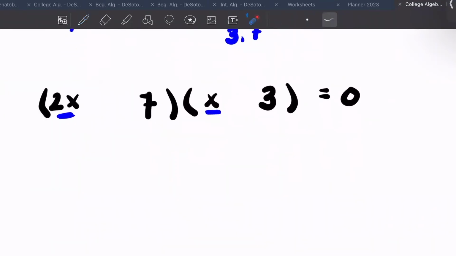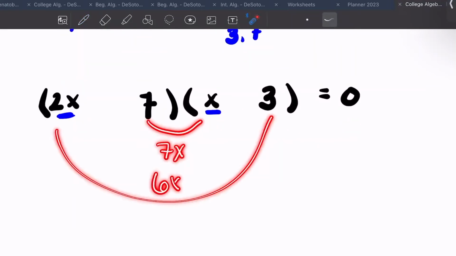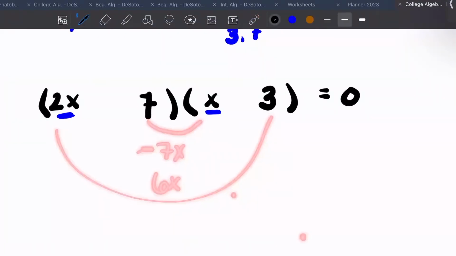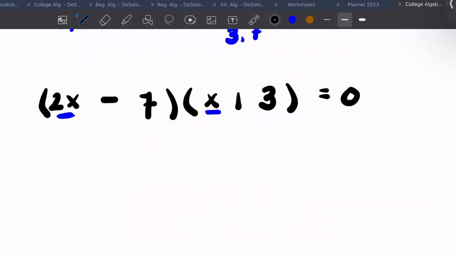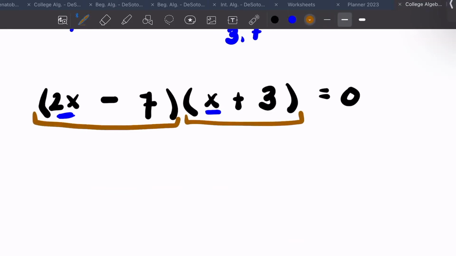When I do that, I get 7x and 6x. And I need it to add to give me -1. So if I put a negative on this guy, do you see that I would get it? So I'll put a minus here and a plus here. Now, you need to take each set of parentheses, set them equal to 0, and solve.